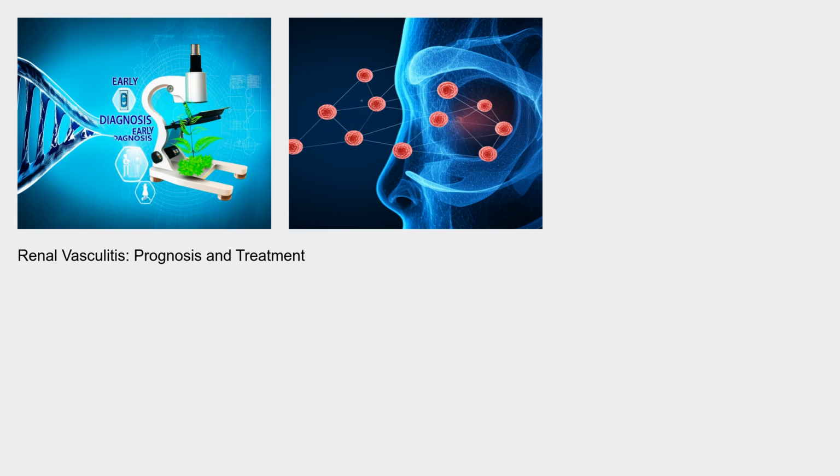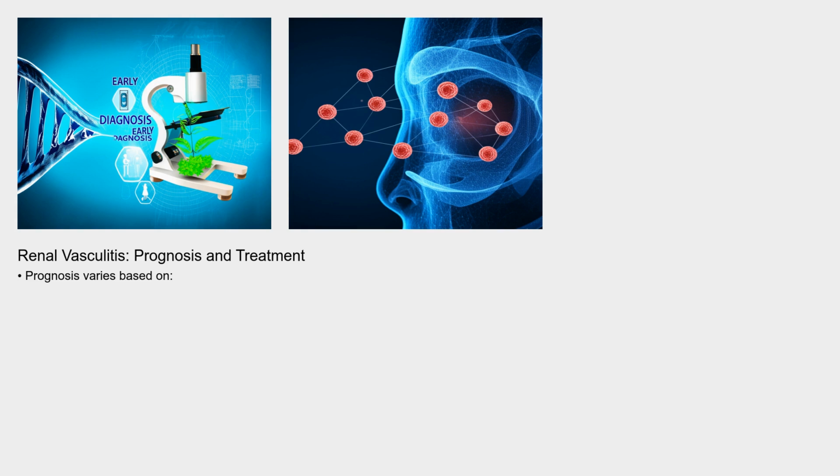The prognosis for renal vasculitis depends on the severity of the disease, the underlying cause, and the promptness of treatment. Early diagnosis and aggressive treatment can significantly improve outcomes and prevent progression to kidney failure. However, even with treatment, some patients may experience chronic kidney disease or require long-term dialysis.